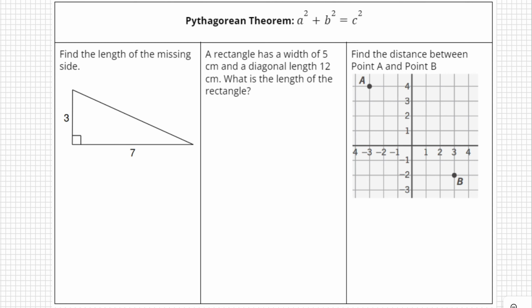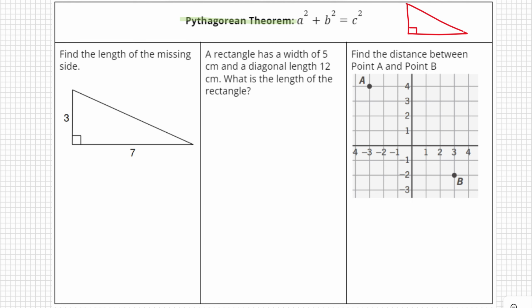These are the video notes for the Pythagorean Theorem. The Pythagorean Theorem is a theorem that applies to right triangles. And a right triangle is any triangle that has a 90-degree right angle.